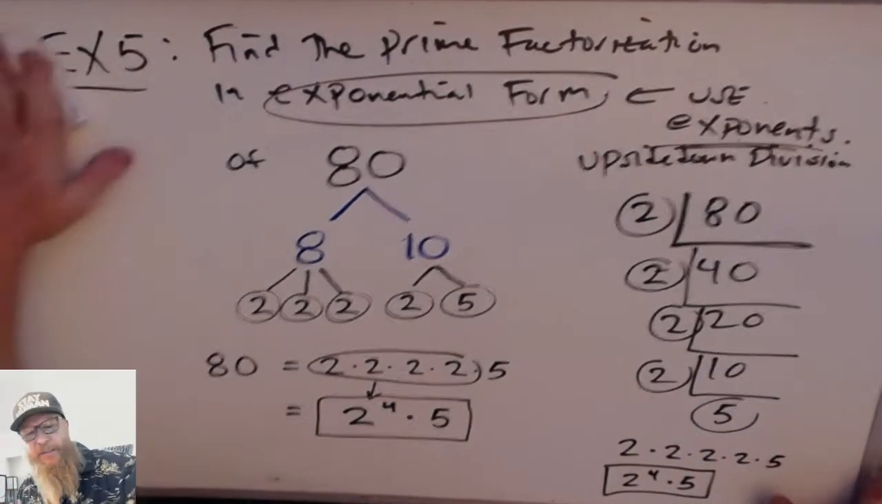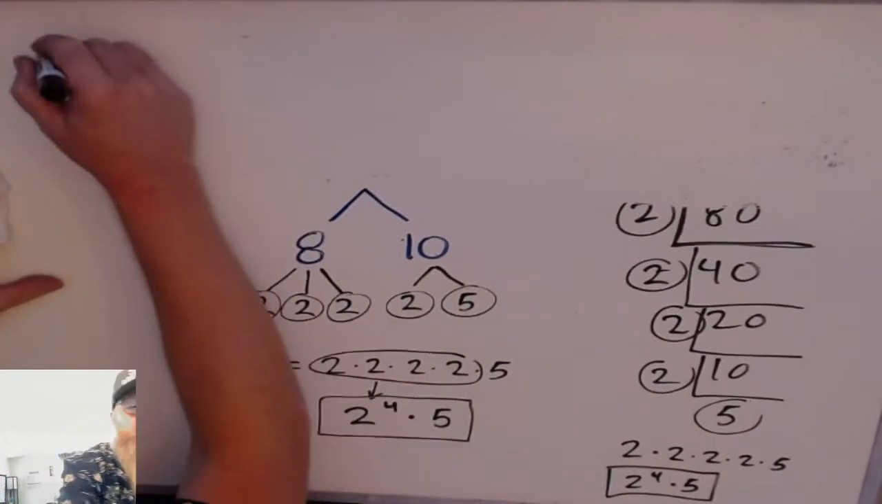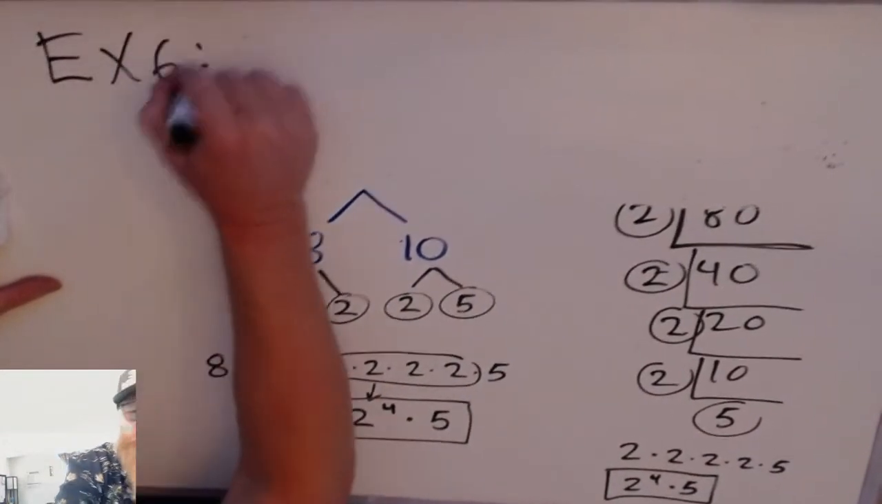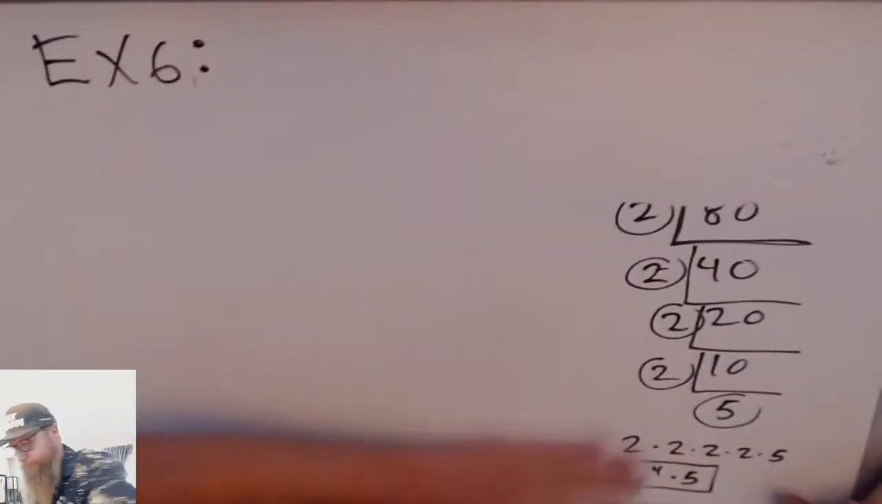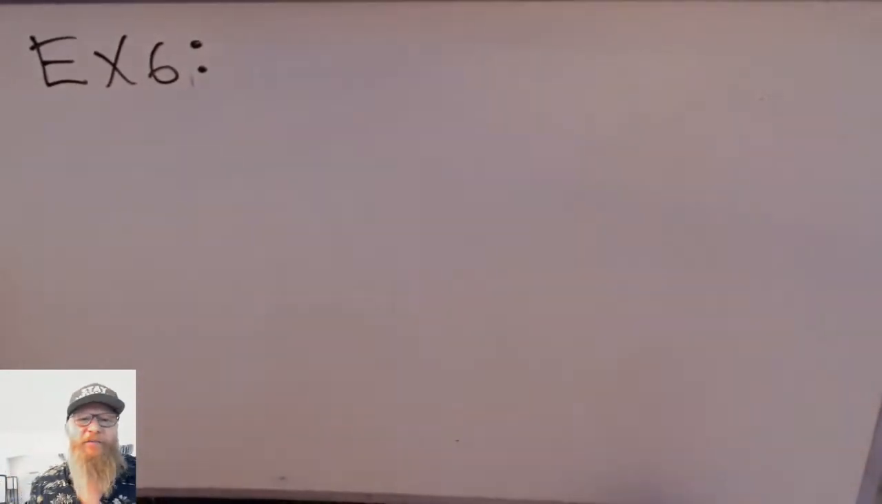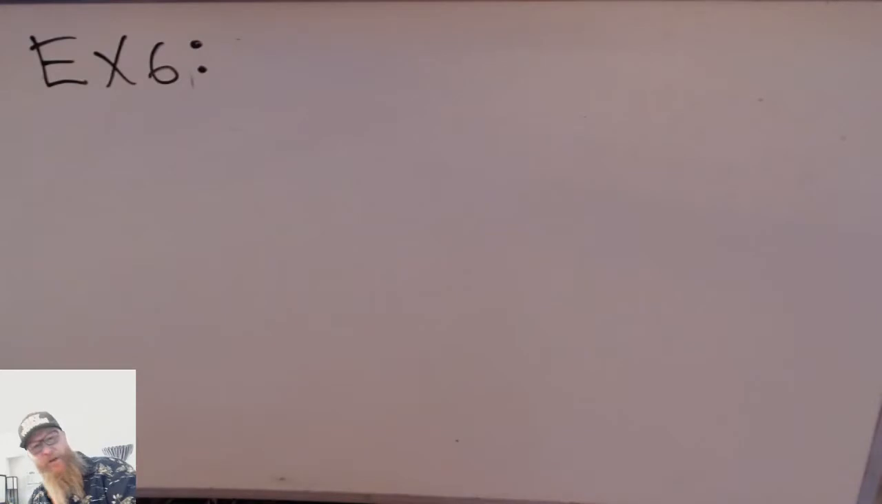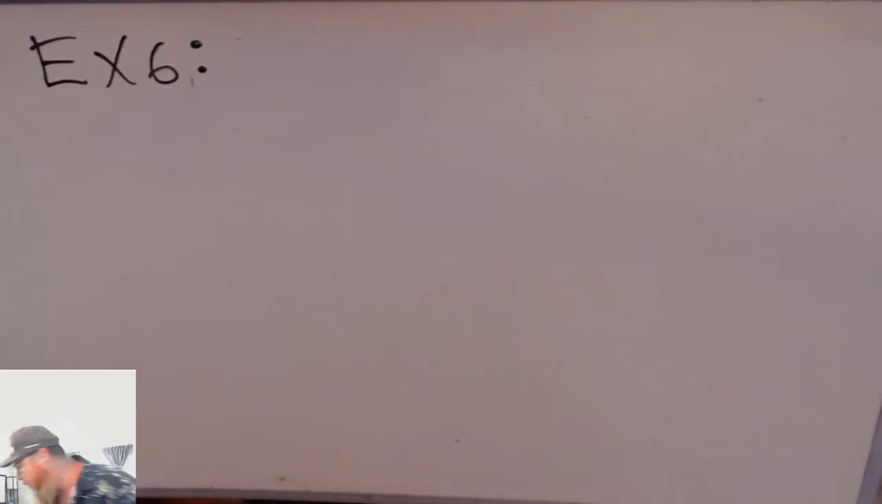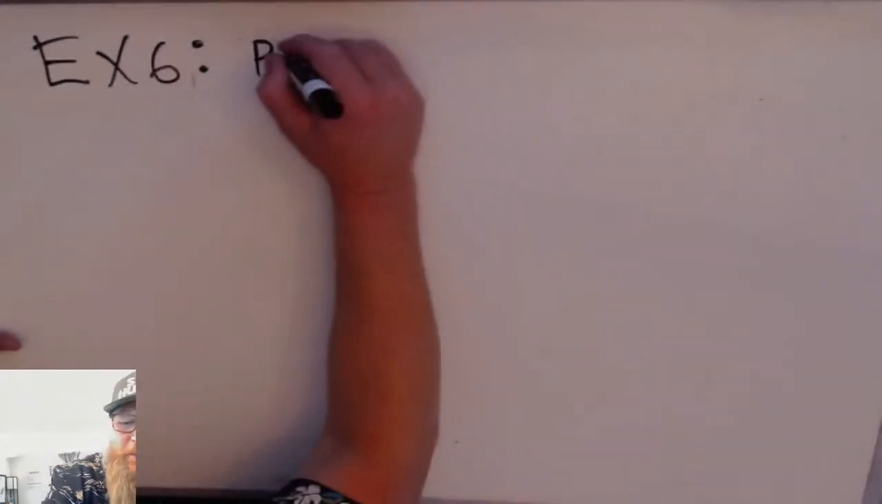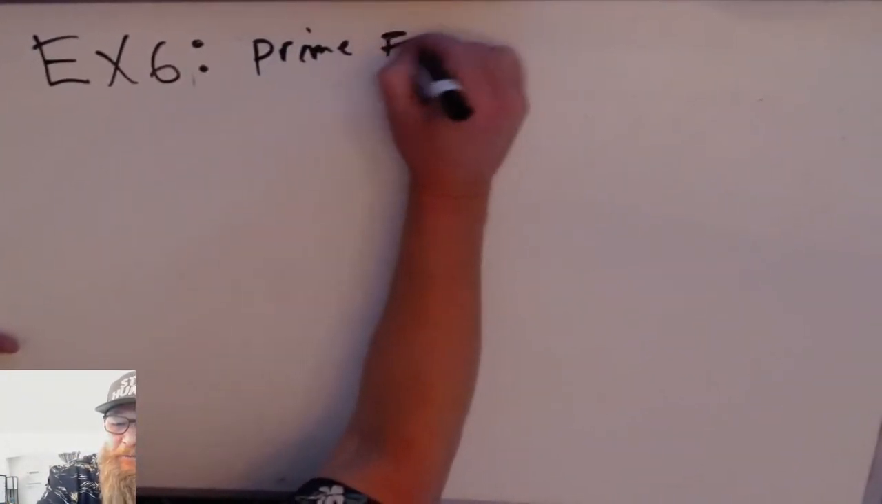Okay, example 6. They're going to get a little bit bigger. The upside down division sign just saves you from having to rewrite the previous quotient as a divisor again. If you do it upside down, it's already in the form of the divisor. I'll do that again maybe to show you another one. Prime factorization of 154.